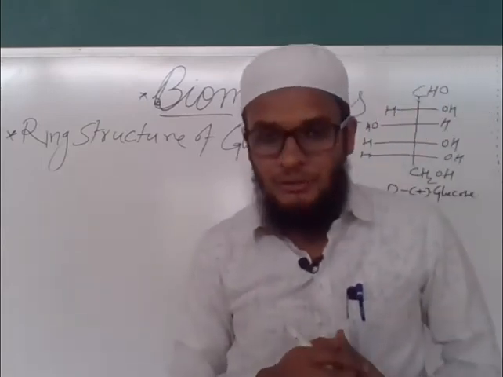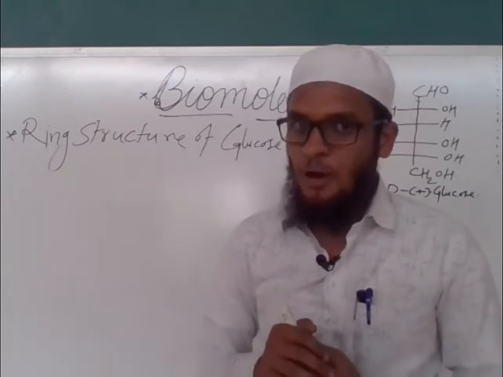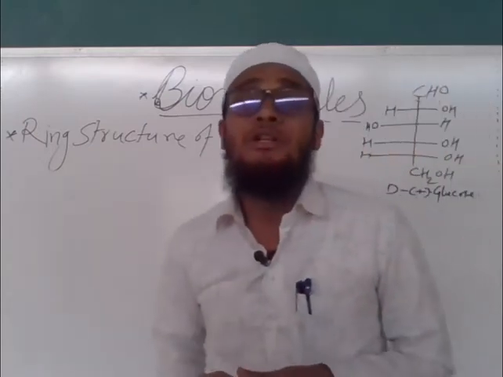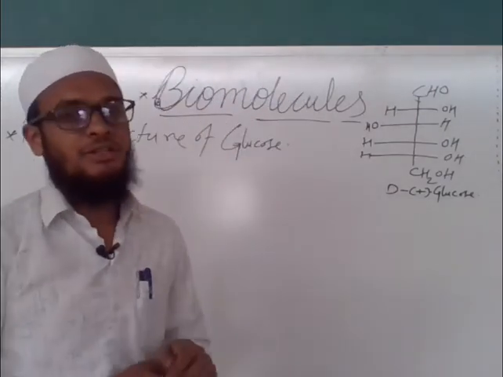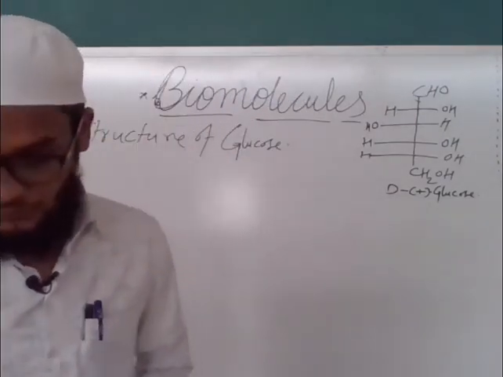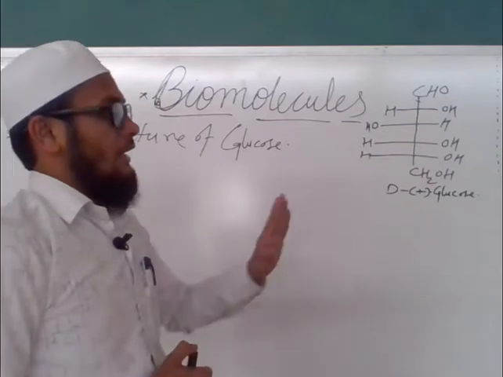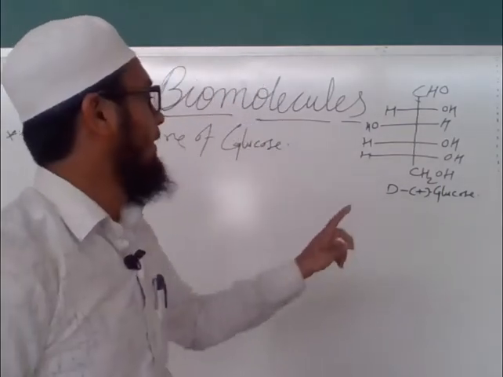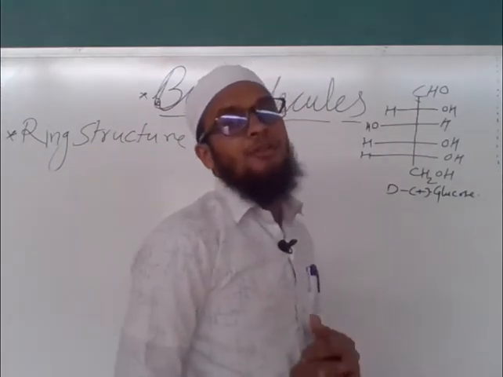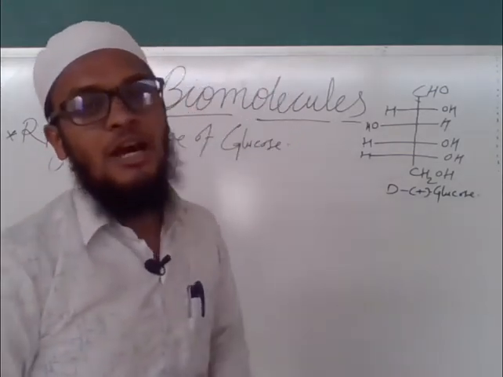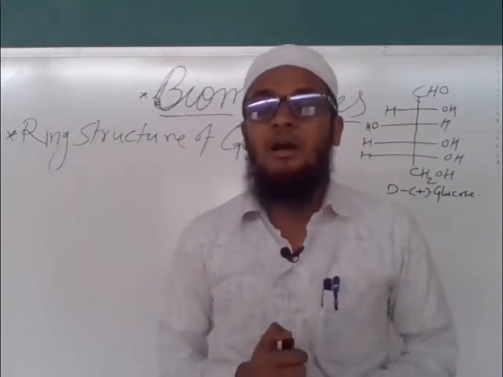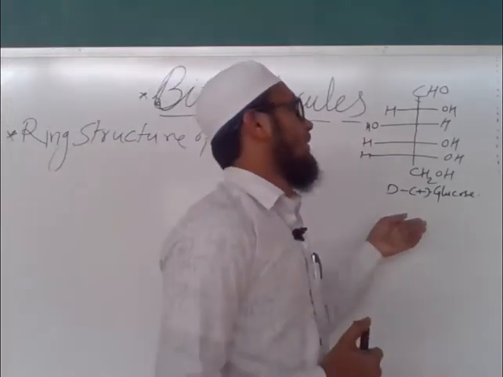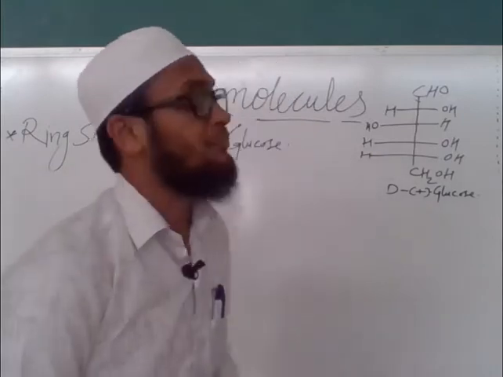In biomolecules, today I will discuss the next point, which is the ring structure of glucose and fructose. So first we'll see the ring structure of glucose. This was our previous structure of glucose, and it is projected by Fischer. It is also called the Fischer projection formula. It is written in the form of a Fischer projection.